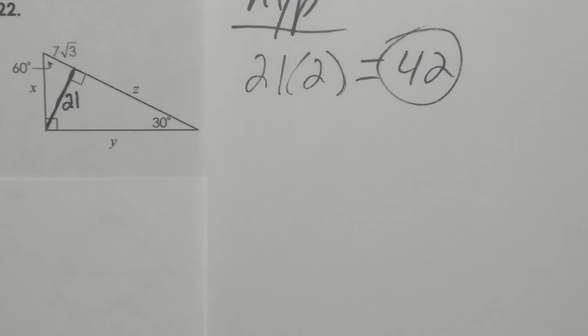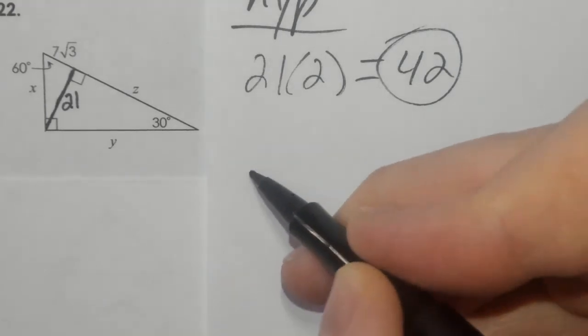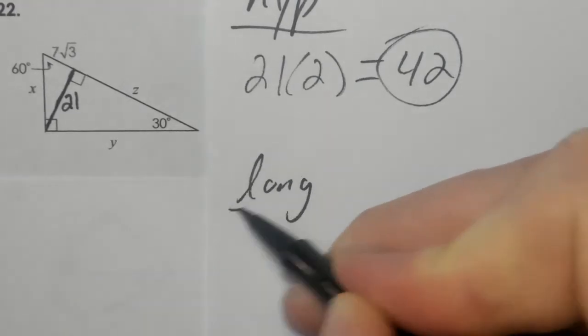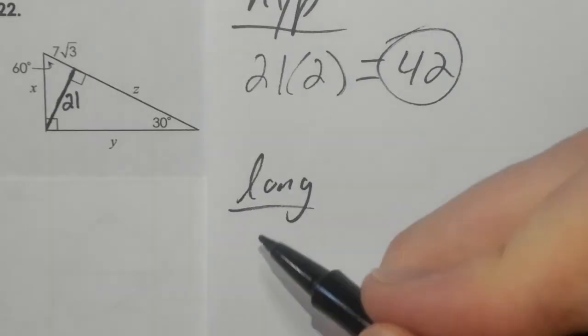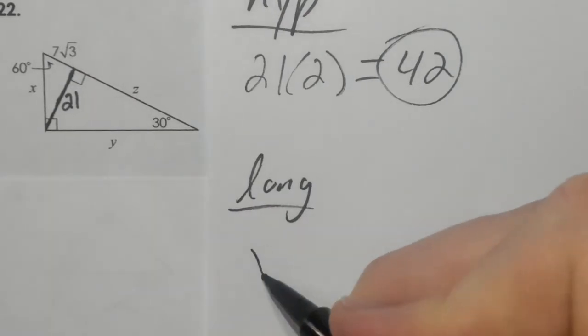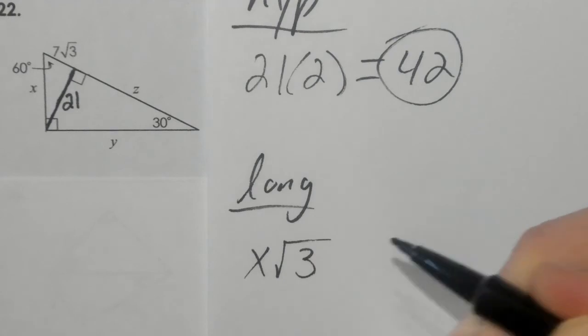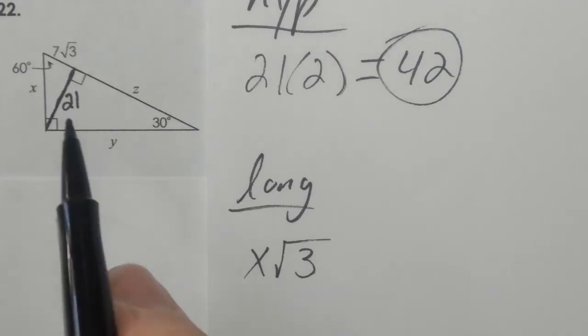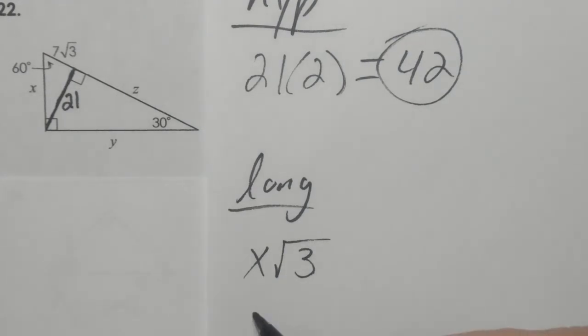The long leg, which is represented by z here, is always going to be x times the square root of 3. Well, my short leg, which is x, is 21. So if I plug in 21, it's 21 times the square root of 3. Now, that's simplified. There's nothing I can take out of the radical. So this is my long leg.